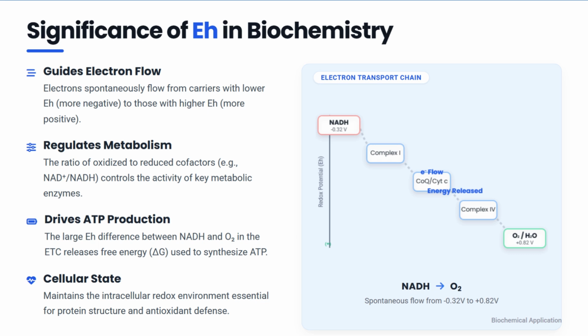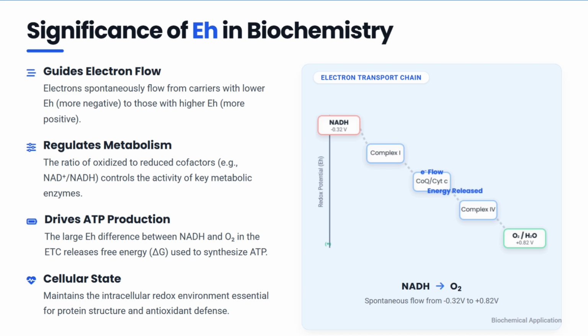The large EH difference between NADH and O2 in the electron transport chain releases free energy, which is used to synthesize ATP. Finally, it helps maintain the cellular state, providing the right intracellular redox environment for protein structure and antioxidant defense. A diagram of the electron transport chain shows this beautifully.